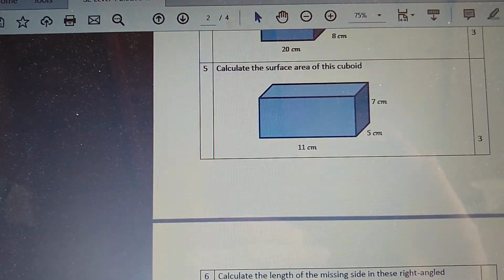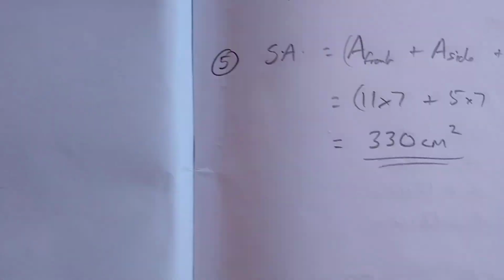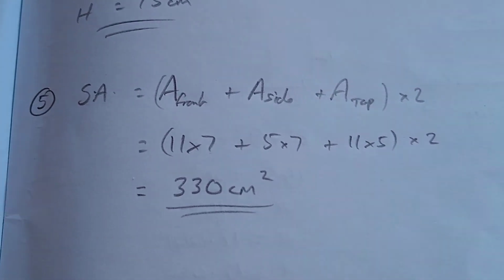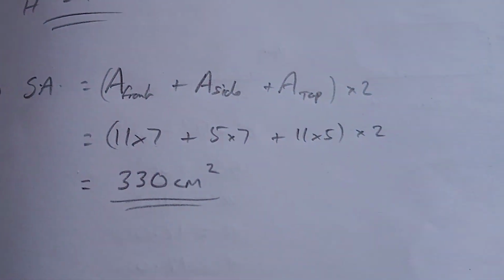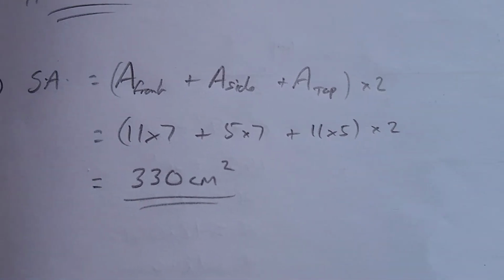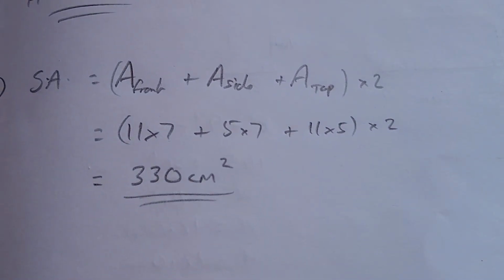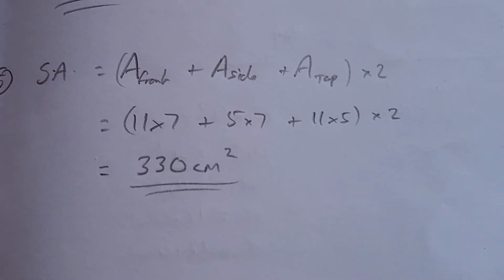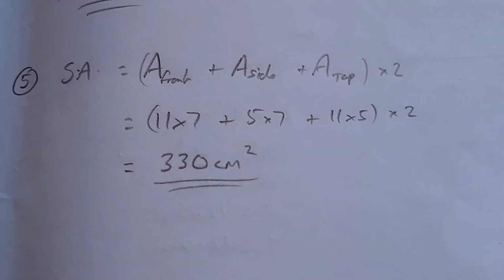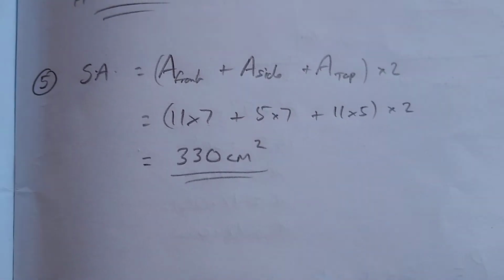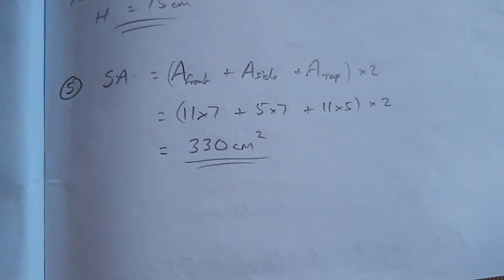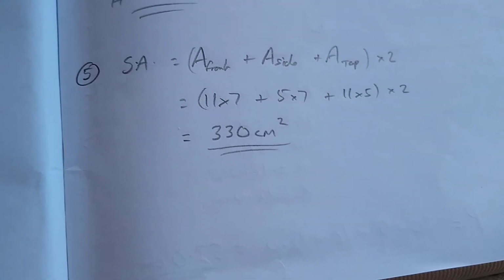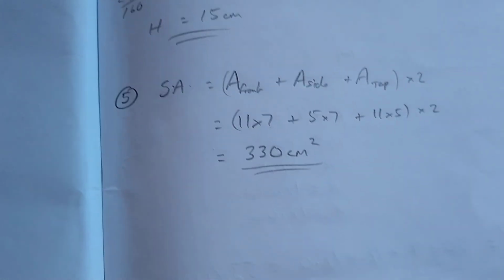What we can do, just work out the area of the front, which will be 11 times 7, the area of one of the sides, which will be 7 times 5, the area of the top, which will be 11 times 5. And then we can just double that answer, because if we know the front is 11 times 7, the back will be the same. If we know the left-hand side, the right-hand side is the same. If we know the area of the top, then the bottom's the same. So rather than working out all 6, just work out the front, the side, and the top, add them together, and double the answer to get 330 centimeters squared.